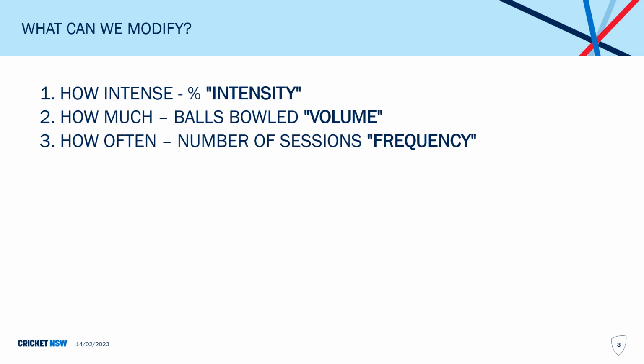This is simply how many balls you bowl at a set intensity, aka bowling volume. Number 3, how often. This is the number of bowling sessions you do in a period of time, typically a week. These 3 points together can be simplified to intensity, volume, and frequency.